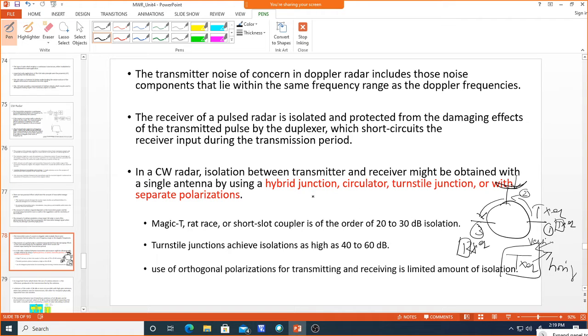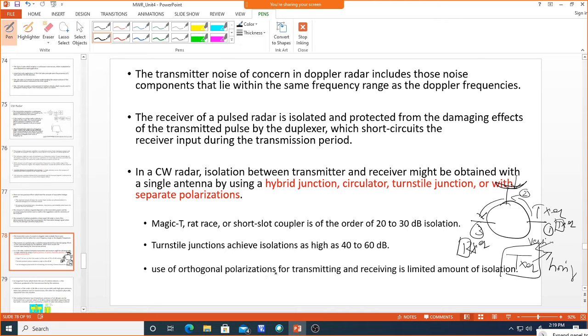We can see here the order of isolation we can achieve using hybrid junctions or waveguide junctions. Magic T, rat race and short slot coupler give isolation between transmitter and receiver of 20 to 30 dB. If you use turnstile junctions, they achieve isolation between 40 to 60 dB.